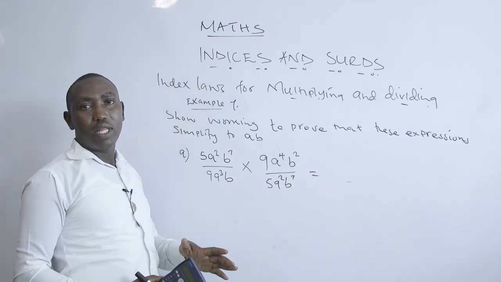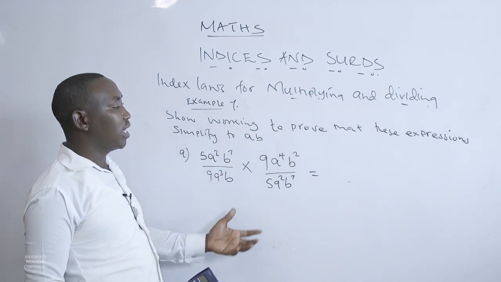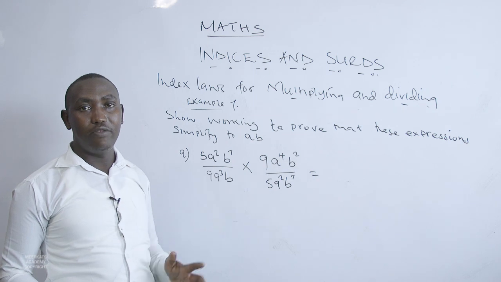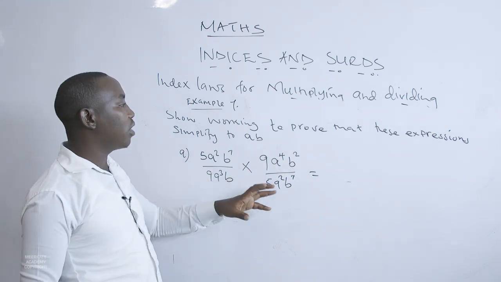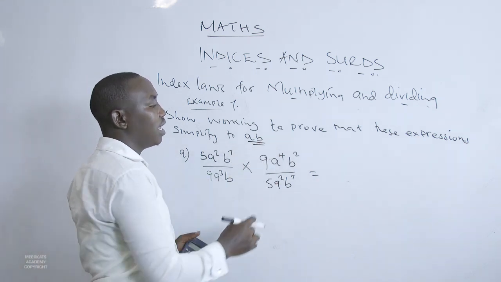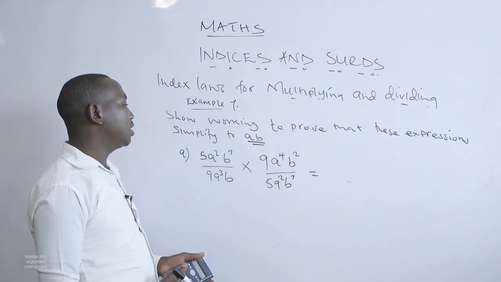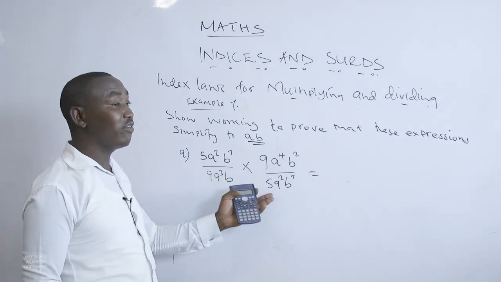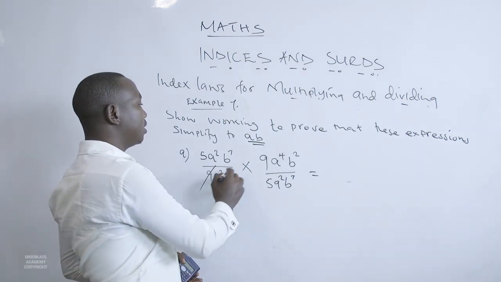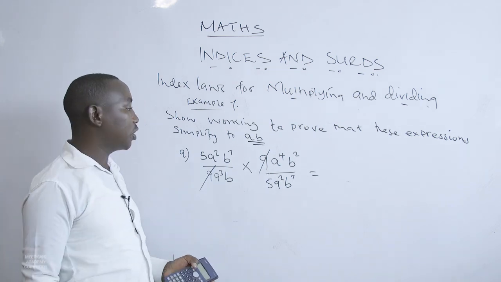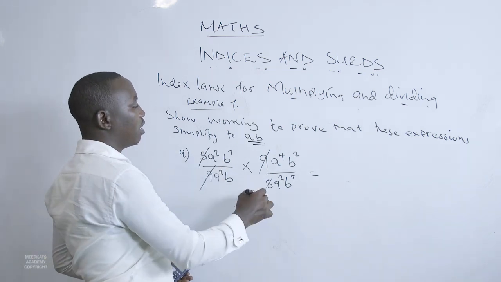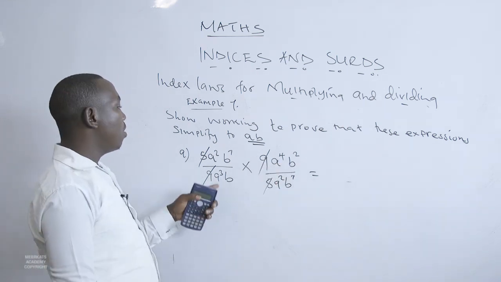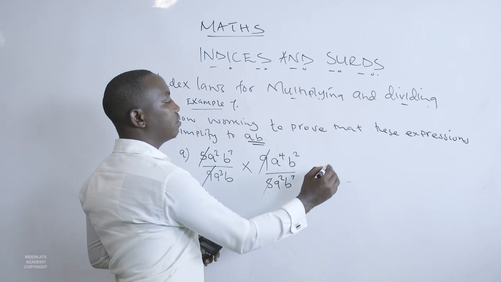So I want to show that at the end of working and trying to simplify these, both using the multiplication law and the division law, that we are going to have the result as ab. The first to easily work out are those constant terms, like we have 5, 9, 9, 5. Because we are dealing with multiplication and division, they comfortably cancel out.